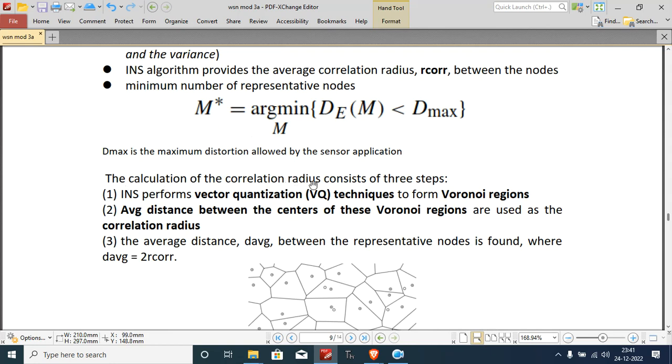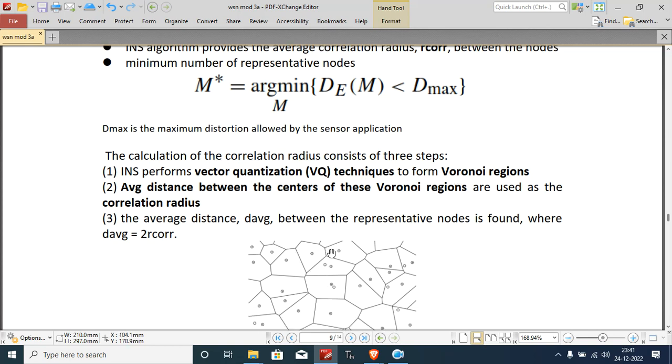The calculation of the correlation radius consists of three steps. One is the vector quantization technique. By using this vector quantization technique, it forms Voronoi regions. So these are all the Voronoi regions that look like a farmland. This is the first step while calculating R core.